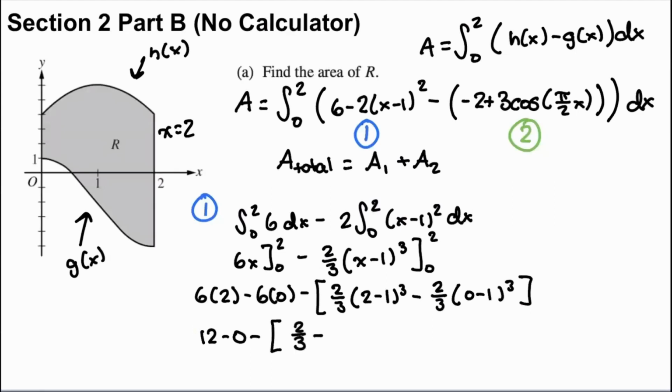So that's just going to be 2/3 minus, or rather plus, because the 0 minus 1 to the third power is going to be a minus, and the two negatives negate each other. So it'd be 2/3 plus 2/3. And so this whole thing ends up being 12 minus 4/3, and that's the area for this first blue section.